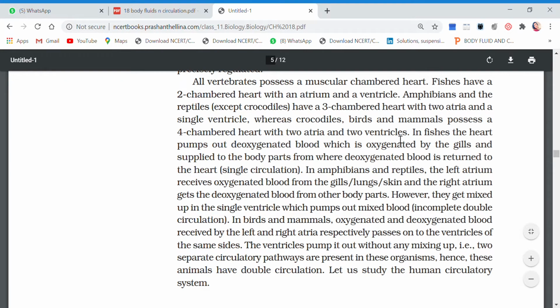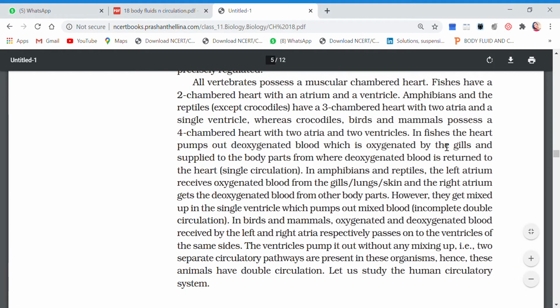two ventricles. Now children, you see in fishes the heart pumps out deoxygenated blood. You have to be very particular about this. One mark questions can come that the heart in fishes pumps out deoxygenated blood. This blood, which is now deoxygenated, goes for oxygenation or purification to the gills, because the respiratory organs of fishes are gills.